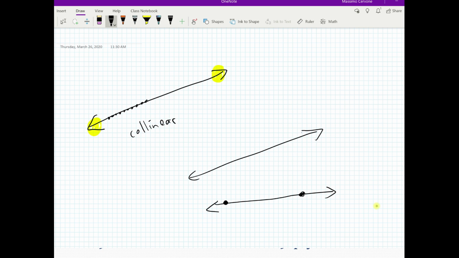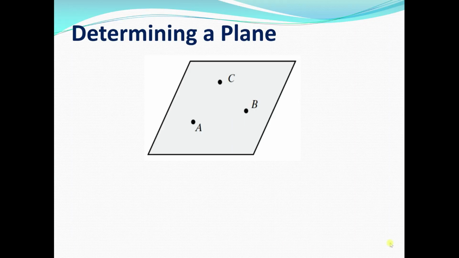So let's talk about planes. If 2 points determine a line, then what exactly determines a plane? That's something to think about now. What determines a plane? Here we have an example of a plane in which 3 points are on the plane. Keep in mind that these 3 points are non-collinear, which means that they don't lie on the same line.